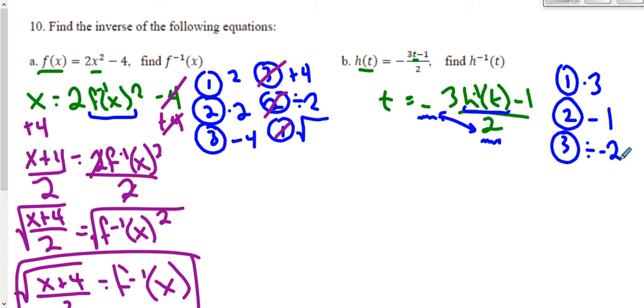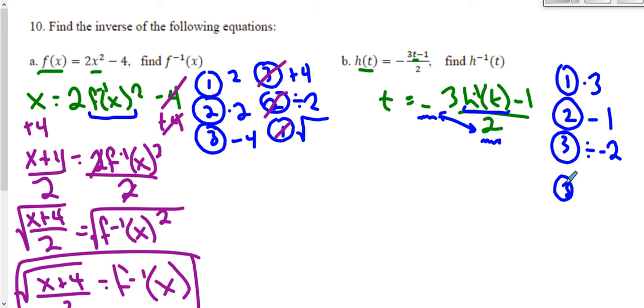If you want to make it 2 separate steps, for example, divide by negative 2, then multiply by an invisible negative 1, that's totally fine. I'm going to group them together into one step so I can undo them all at the same time. So here are the things happening to h inverse of t.